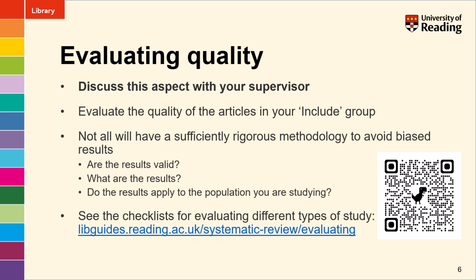Once you have your final set of references, you need to think about the quality of those studies and evaluate that, and you should discuss this aspect with your supervisor. Not all of the studies will have a sufficiently rigorous methodology to avoid biased results, so you need to think about things such as, are the results valid? What are the results? And do the results apply to the population you are studying? There are various checklists you can use for evaluating different types of study, and these are linked from our systematic review guide.